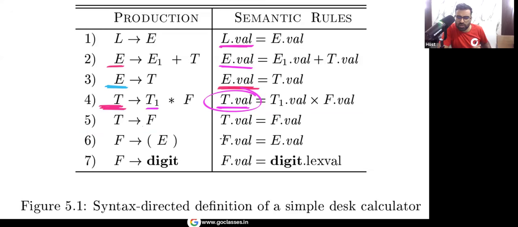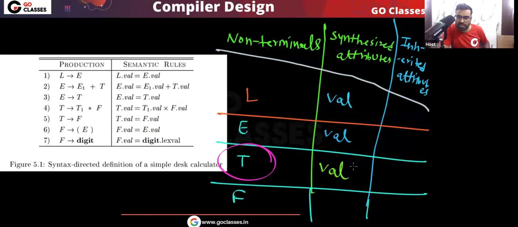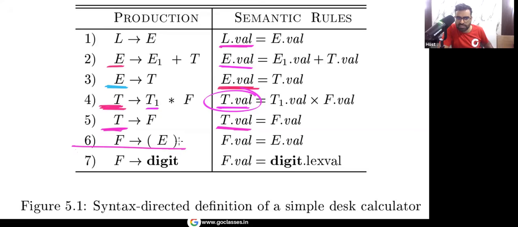Now let's see the next. For this production, this is the semantic rule associated. And you can see in this semantic rule, which attribute are we computing, which attribute are we defining? T dot val. And this is an attribute of LHS. Yes or no, we are defining an attribute of LHS. So this attribute is a synthesized attribute, yes or no? I can say VAL is a synthesized attribute of T. Okay, so you can see for T, this VAL is a synthesized attribute. Yes or no?